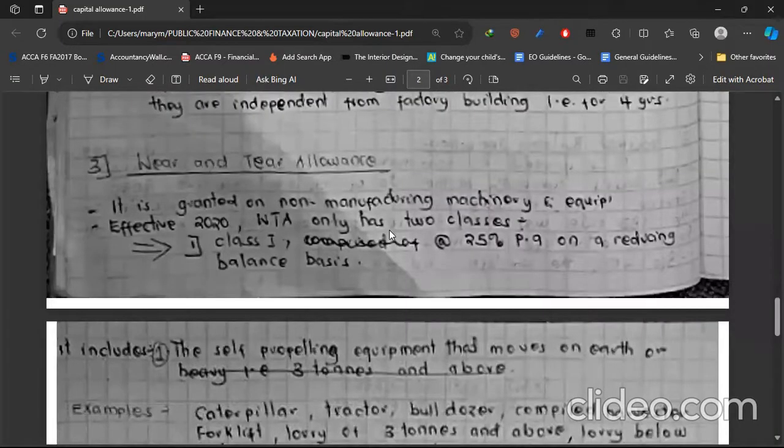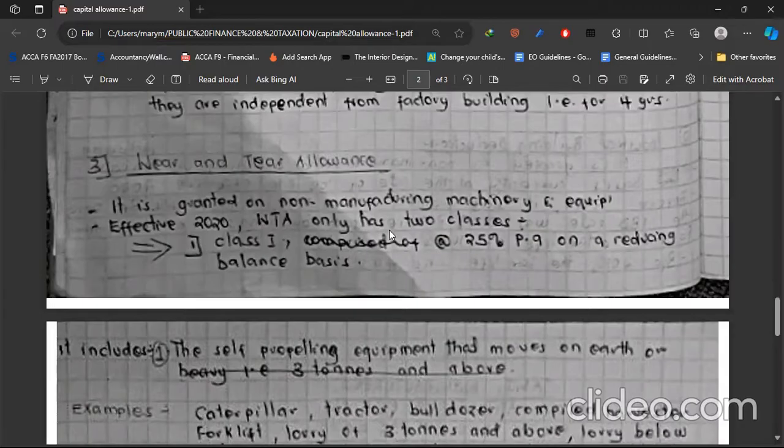Now, when you look at the third category of capital allowance, we are discussing the wear and tear allowances. Under the wear and tear allowance, we are looking at manufacturing machineries and equipments. I remember before, somebody may have studied the old syllabus, where we used to have more classes. Before, we used to have 4 classes: class 1, 2, 3, and 4. But under the review in 2020, the classes were grouped into 2, right?